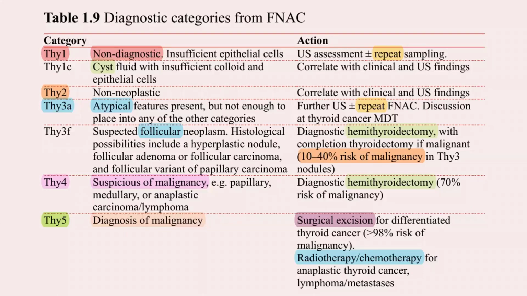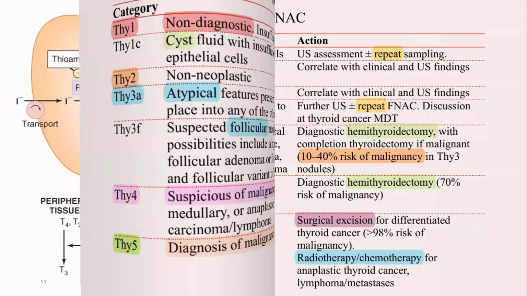And Psi 5, this is a diagnostic of malignancy, and in this situation, we should go to surgical excision, not lobectomy, because the risk of malignancy is about 98%. Or we go to radiotherapy or chemotherapy for anaplastic thyroid cancer. As I mentioned previously, anaplastic thyroid cancer, the treatment of choice is surgery, but most patients cannot tolerate surgery because of the advanced stage of anaplastic thyroid cancer. So radiotherapy or chemotherapy is the best option in most cases of anaplastic thyroid cancer. And in lymphoma and metastasis, also radiotherapy and chemotherapy is the best choice.